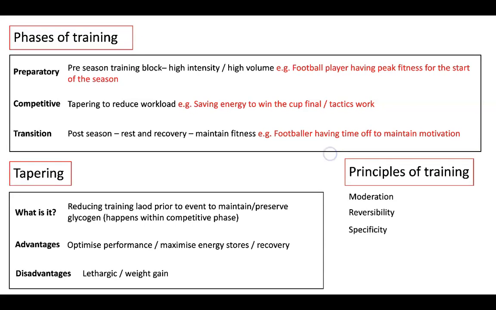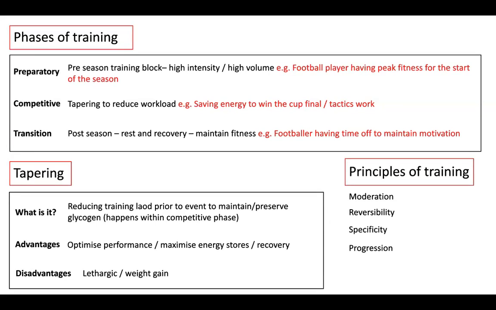Then we have specificity. Is the training specific to what you want to achieve? For example, marathon runner specific training would be running continuous. It would not be swimming or cycling continuous. That's not specific enough for a marathon runner.